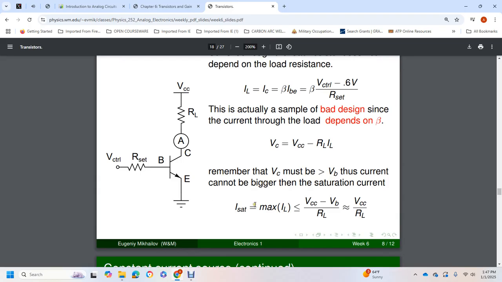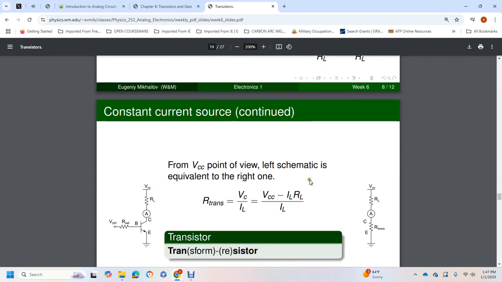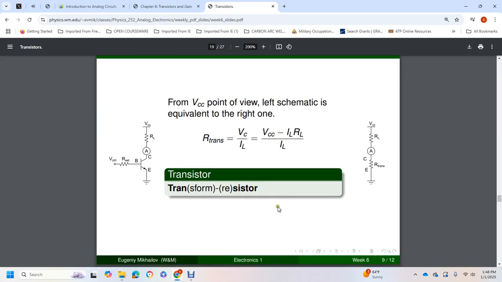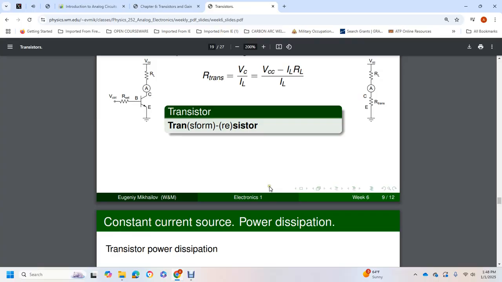Saturation current equals the maximum inductor current, and the inductor current is greater than or equal to the supply voltage minus the base voltage over the inductor resistance, and congruently the supply voltage over the inductor resistance. The supply voltage point of view, in the schematic, is equivalent to the right one. The transistor resistance is equal to the collector voltage over the inductor current, equal to the supply voltage minus the inductor current times the inductor resistance, over the inductor current. And that's the transistor resistor.